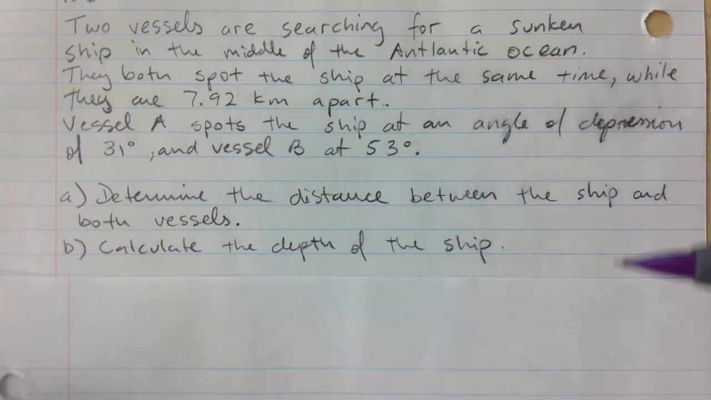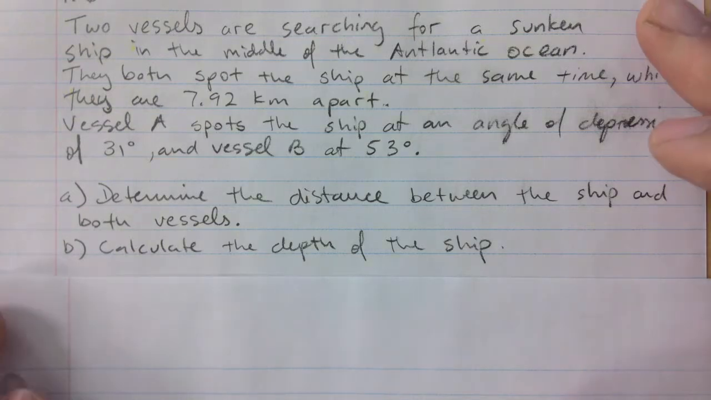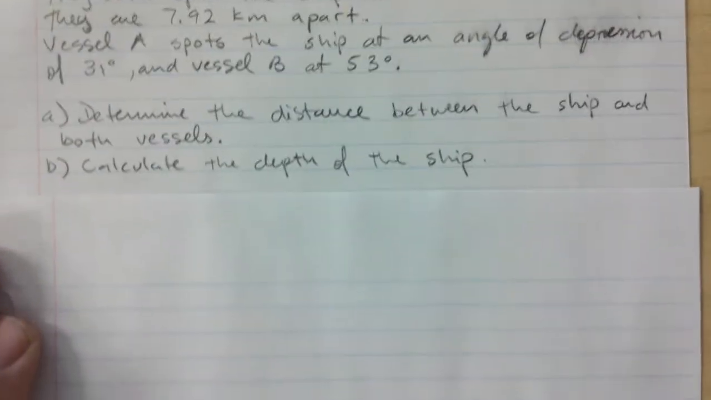So they basically want, if you imagine a sunken vessel, what would be the direct distance to either one of those vessels searching for the ship, and then calculate the depth of the ship. Okay, so let's start with our diagram.